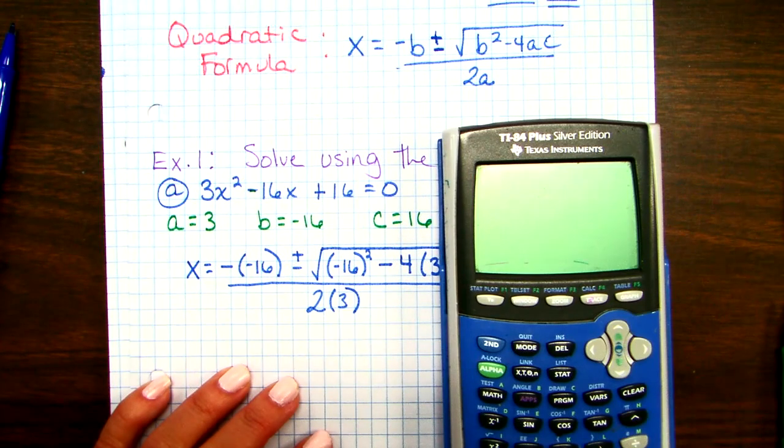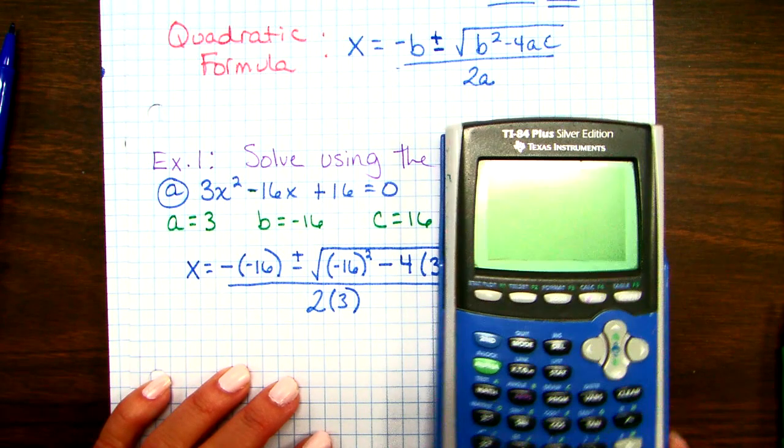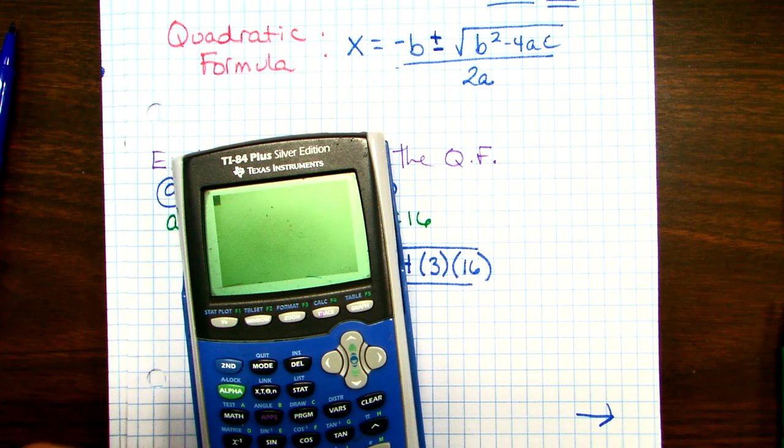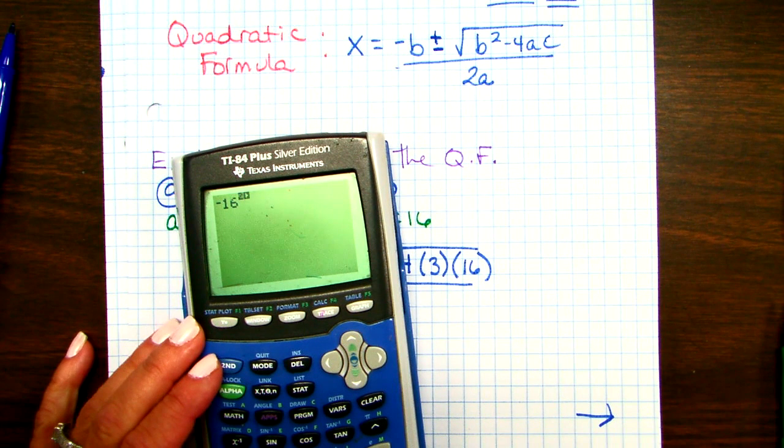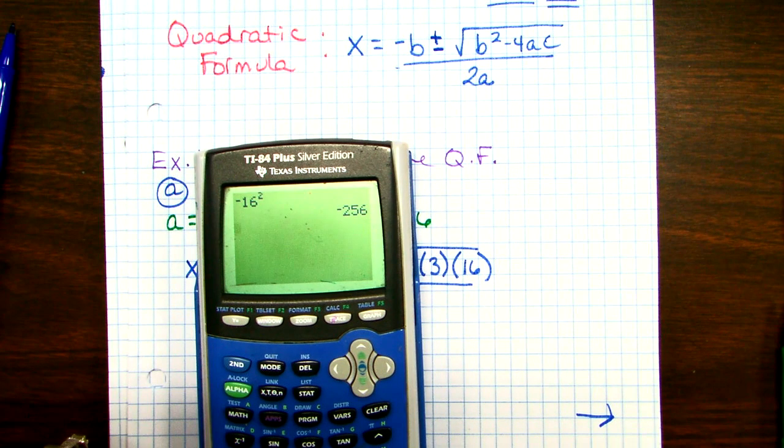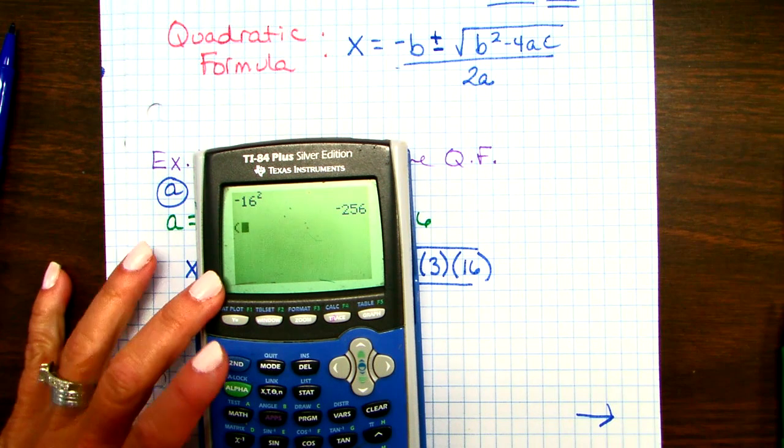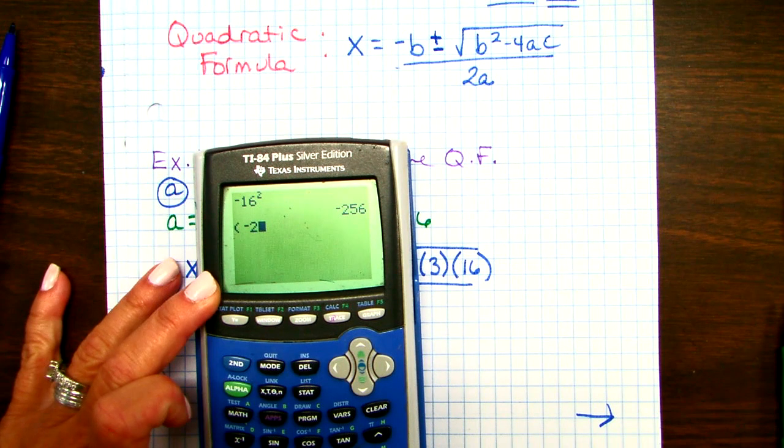So negative 16 squared. Don't forget, guys, when you put that in your calculator, if you don't put the parentheses, it's going to make your answer negative. And it's not negative, right? It's the whole thing in parentheses. Negative 16 squared is positive 256, okay?